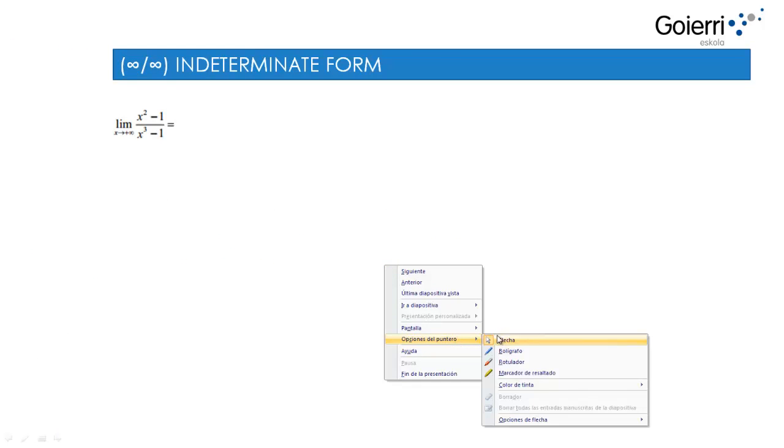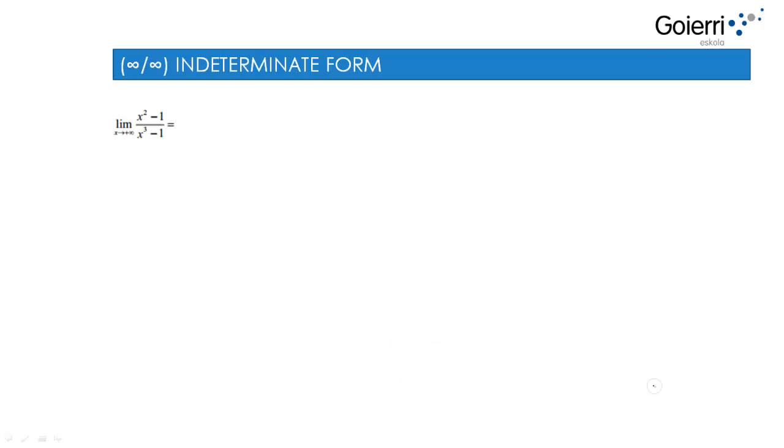So here we have an example. The limit as x approaches positive infinity of x squared minus 1 divided by x to the third minus 1. As usual, we have to plug infinity into the function. So this is the infinity over infinity indeterminate form.